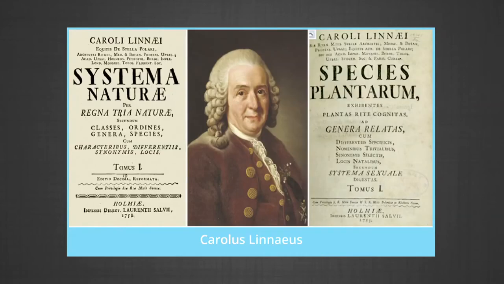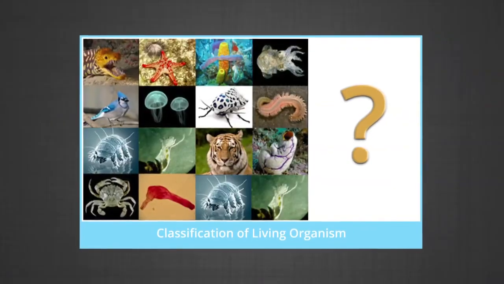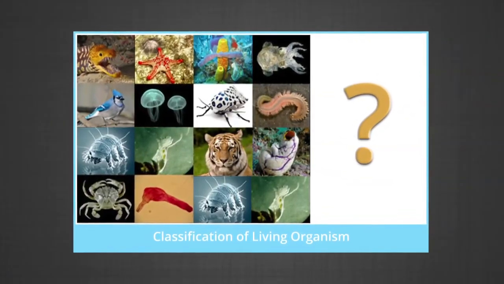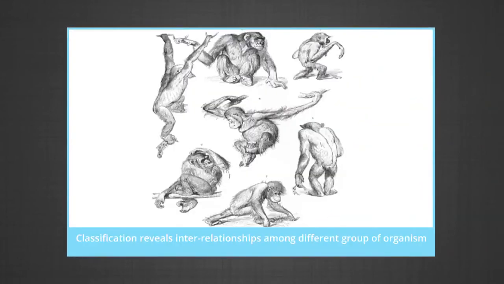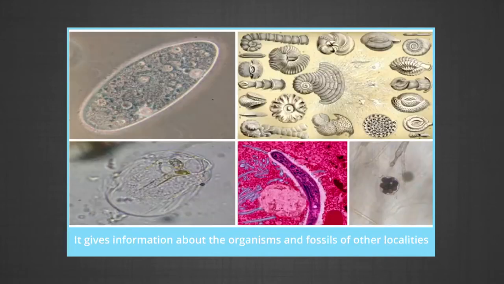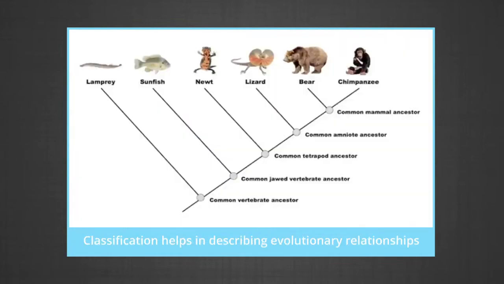The modern system of classification began in 1758 when Carolus Linnaeus, a Swedish botanist, published his book Systema Naturae. Need of classification. Organisms should be classified for the following reasons. Number 1. Classification makes identification and the study of a wide variety of biological organisms easy. It reveals the interrelationships among different groups of organisms. It gives information about the organisms and the fossils of other localities. It also describes evolutionary relationships.